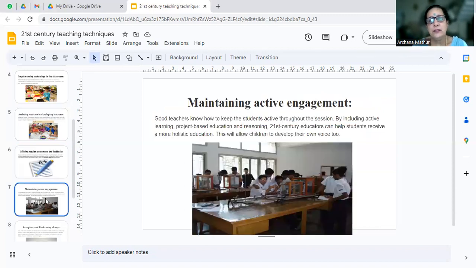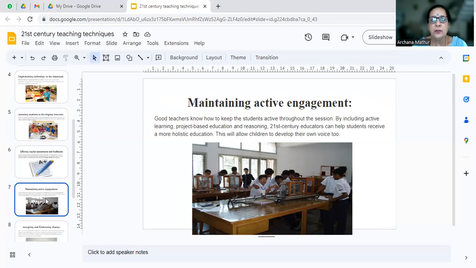Now, as I said earlier, it's not just that a teacher comes to the class, gives a lecture, goes away and gives them homework. Today, we need active engagement of children in the class, because until they get engaged in a certain activity, until they do something together, it's not going to help them in their later lives.